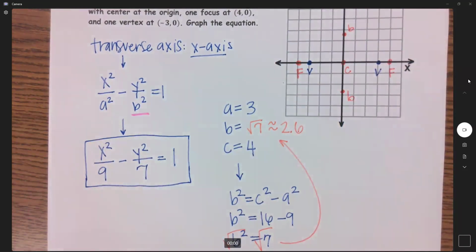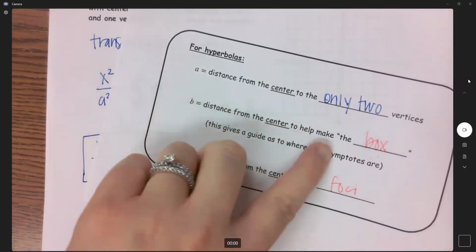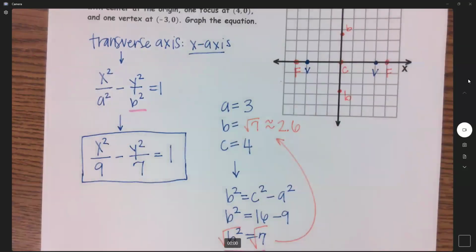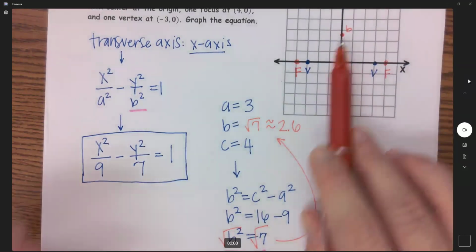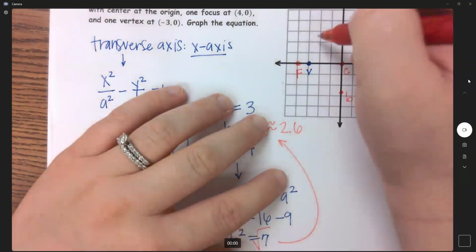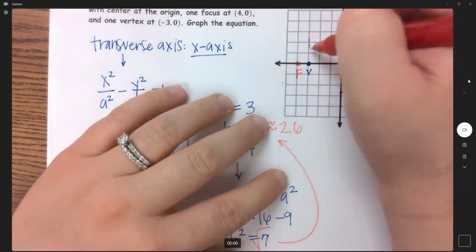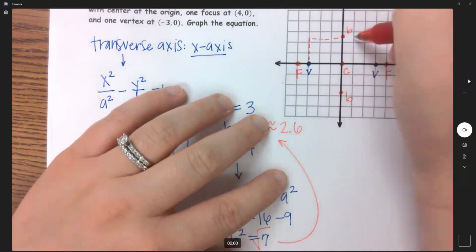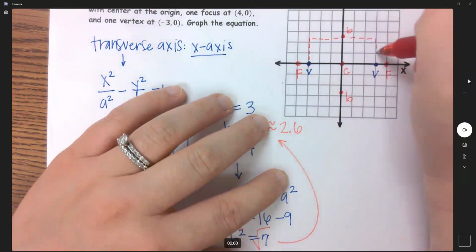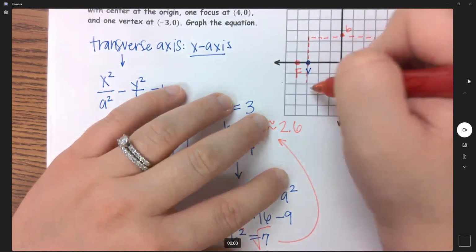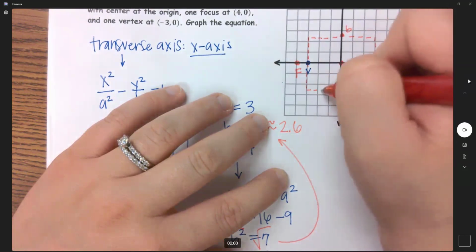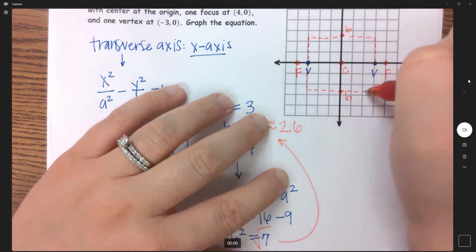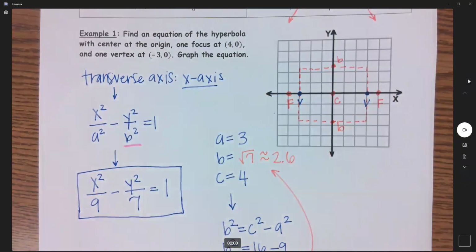Right, so we put on that front page that distance is from the center to make the box. We are going to make the box between our B's and our V's. So I'm now going to draw a rough sketch of a box. I'm going to do very small dashed lines between my B's and my V's. And you can use big dashed lines if you want, but I use small dashed lines.